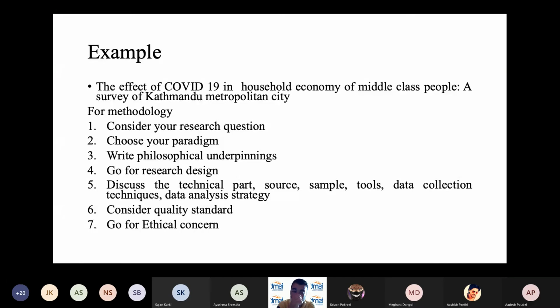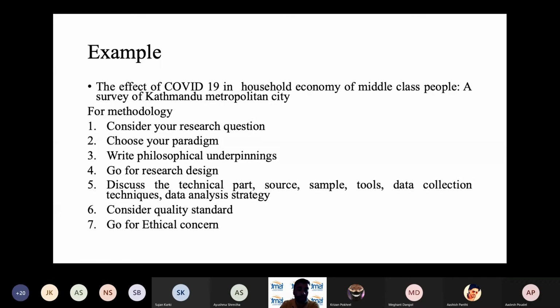We'll consider what you need to write also, and you have to discuss the technical part: source, sample, tools, data collection and analysis techniques, strategy. And you have to consider the quality standard. The quality standard mainly focuses on the requirements of the academic body, and based on the research question and objective, what you are trying to achieve in your research, whether that has been fulfilled or will help to fulfill it. Mainly focus on the requirements of the academic body and of the research. And if there is any ethical concern in the methodology part, you have to address it.